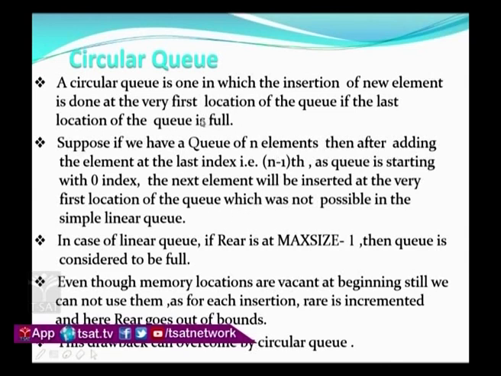Using the circular queue, one advantage is there. If any of the locations are empty in this circular queue, there is a possibility to insert elements into the circular queue. In a normal queue, this is not possible, because once the queue is full, meaning rear reaches the maximum, it is not possible to enter an element. Whereas in a circular queue, it is possible. Suppose we have a queue of n elements. After adding an element at the last index, that is n minus 1, as the queue starts with index 0, it starts again from index 0, and the next element will be inserted at the very first location of the queue, which was not possible in a simple linear queue.